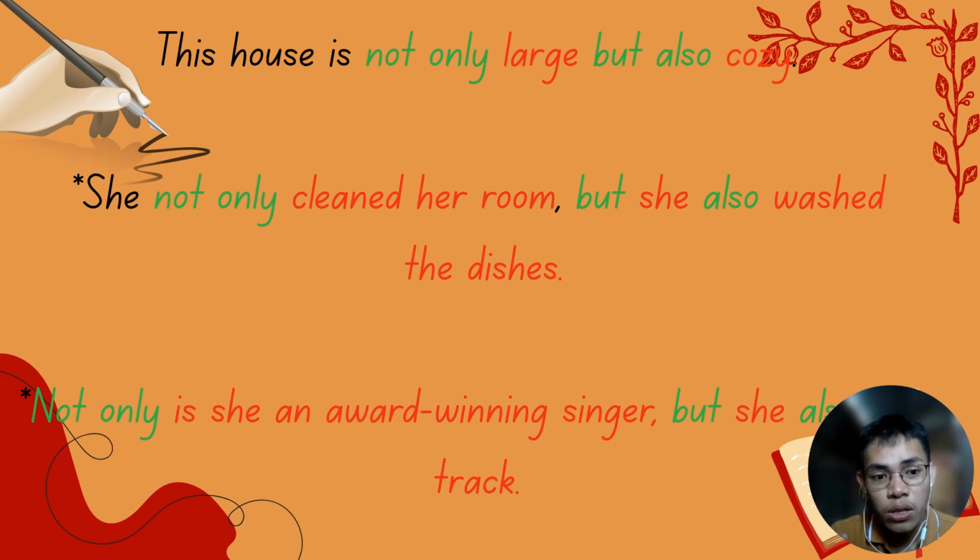And the second example is, she not only cleaned her room, but she also washed the dishes. So in this sentence, it may be that the speaker is surprised that she did both chores. The third example is, not only is she an award-winning singer, but she also runs track. So the speaker is impressed and surprised that she can do two unrelated activities. So it is surprising that that person can do the two.